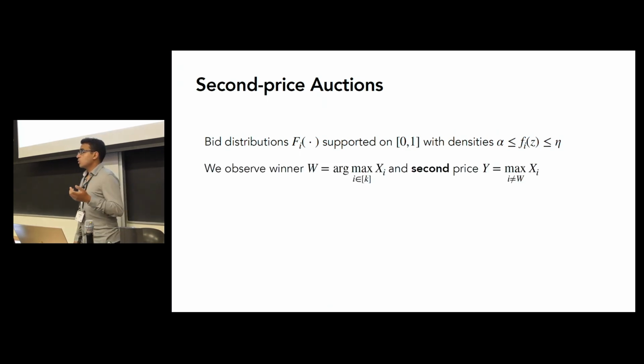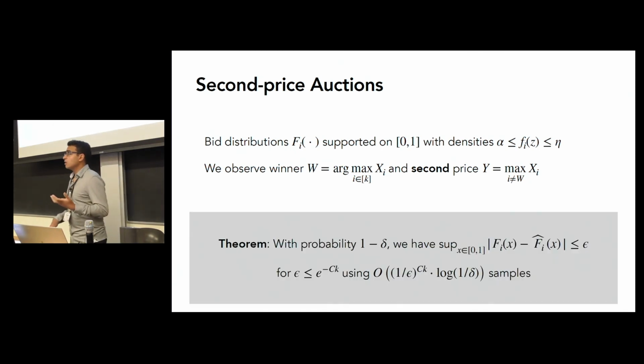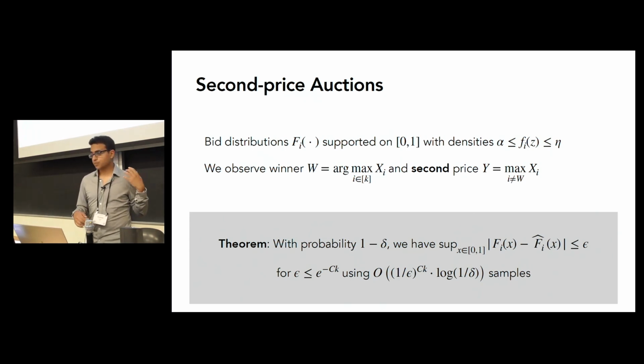And in this case, we don't observe the max bid and the max bidder. We observe the max bidder, but instead of the max bid, we observe the second price. So we observe the price that they actually paid. And in this setting, again, we show that over the whole interval 0, 1, we can actually recover the CDFs of all of the bidders under this pretty strong notion of statistical distance.